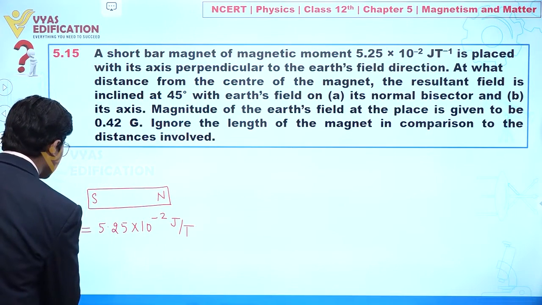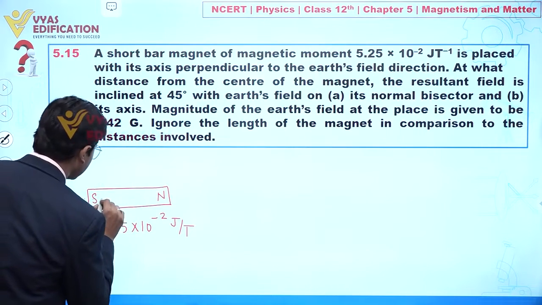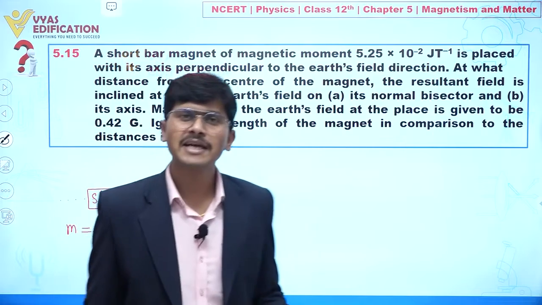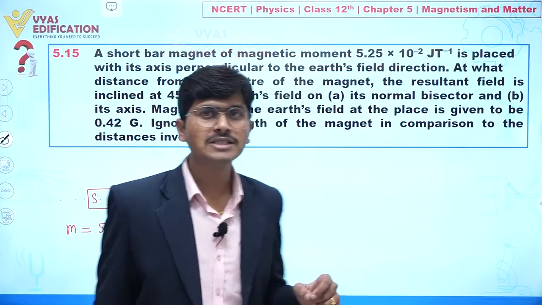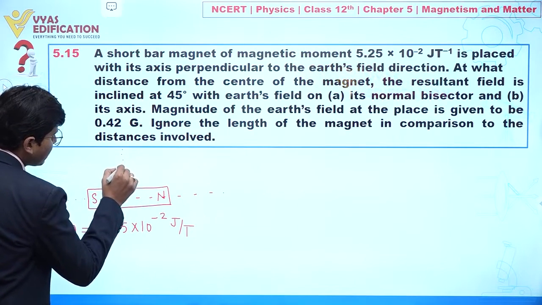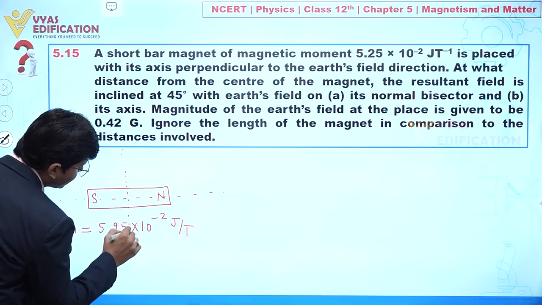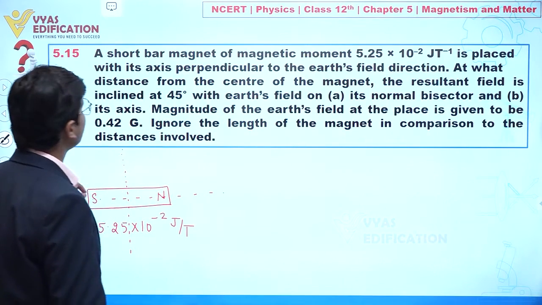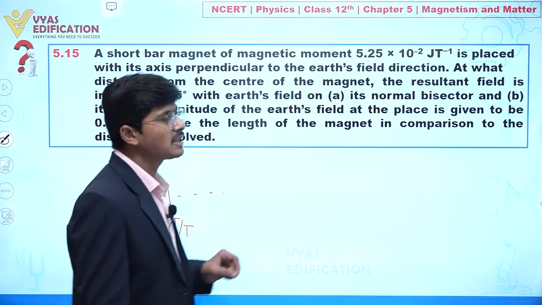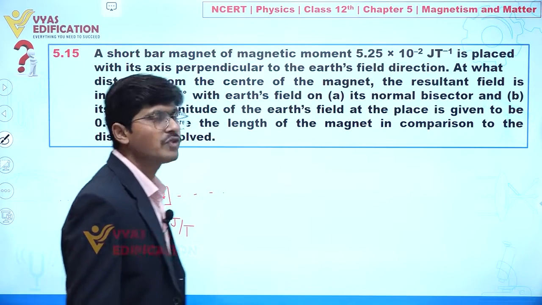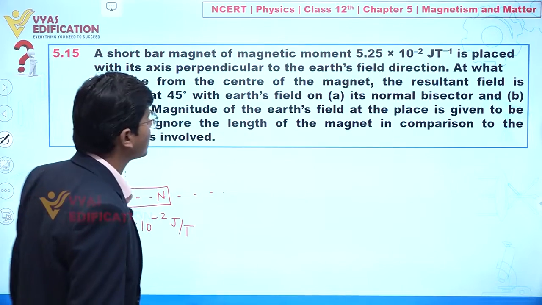So what is the axis of this bar magnet? We can say this is the axis of this bar magnet, but it is given here that the earth's magnetic field is perpendicular to this axis, clear? So definitely we can see the earth's magnetic field will lie on this line, yes or no? Yes. Now it is given here, at what distance from the center of the magnet is the resultant field inclined at 45 degrees with the earth's magnetic field, clear?